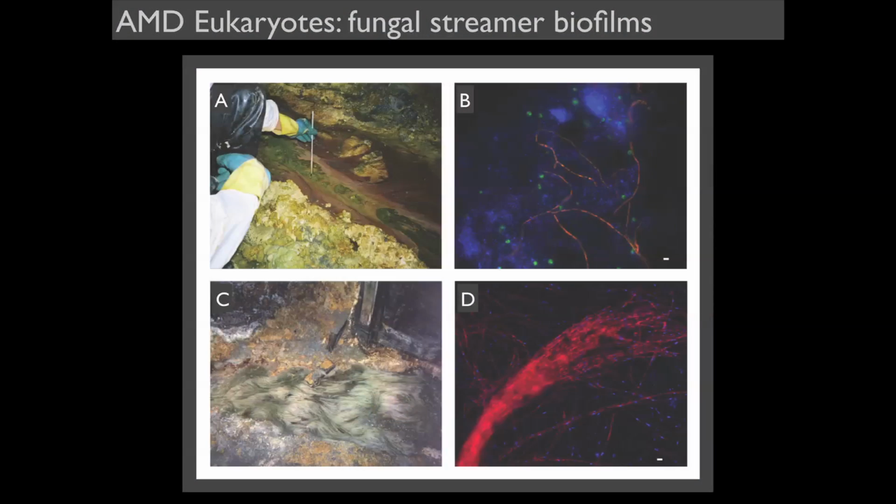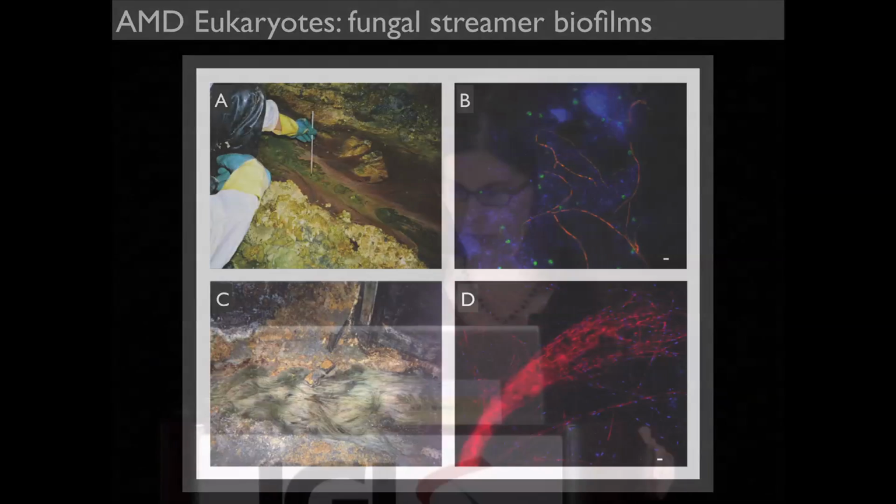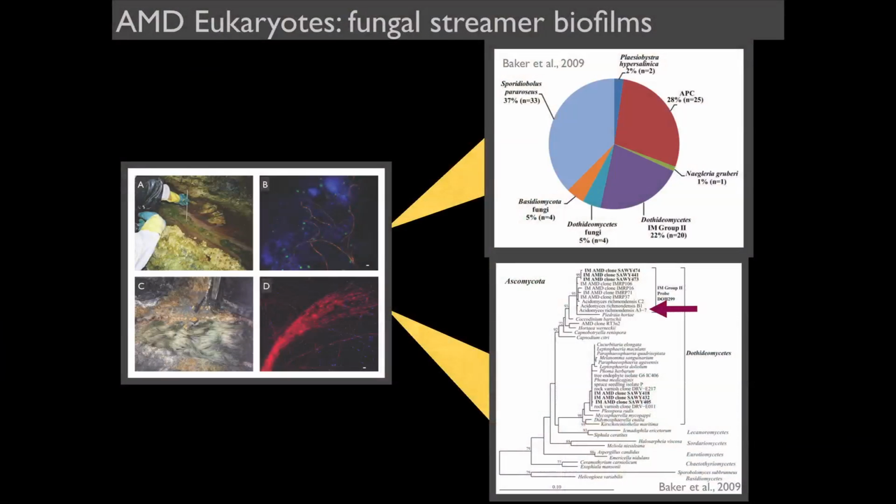The bottom images here are showing a different type of biofilm that we see in the mine, and we call it a fungal streamer biofilm. You can see in the microscopy images that we get these really thick bundles of filamentous fungi in these fungal streamer biofilms. If we look at the diversity of the eukaryotes in these two types of biofilms, we see different situations.